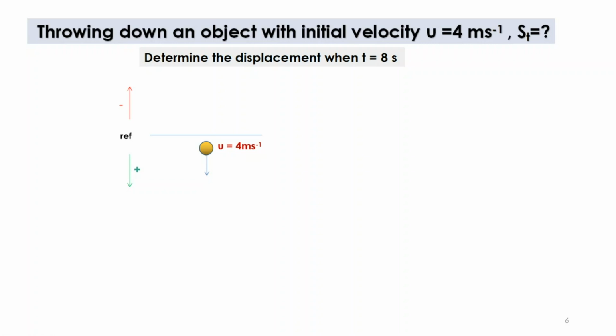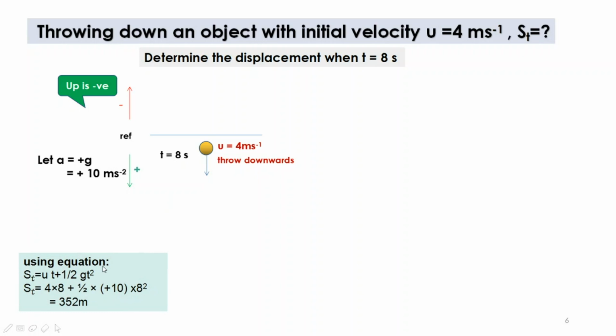Determine the displacement when time equals 8 seconds. Similarly, we need to set the reference point. Upward is negative, downward is positive. Hence, a equals positive g. Now, u is equal to 4 meters per second, the time equals 8. Using the equation, we substitute the reference parameters. We get the answer: displacement equal to 352 meters.